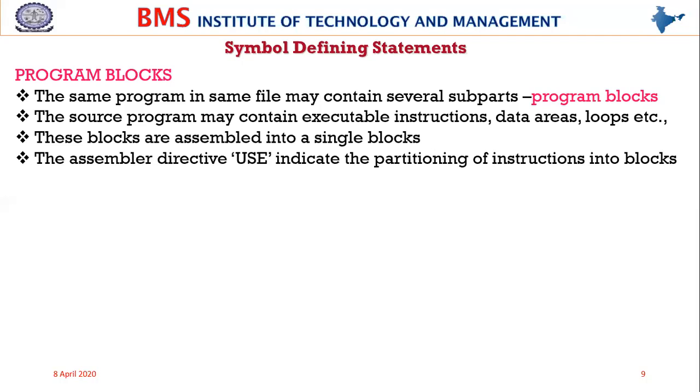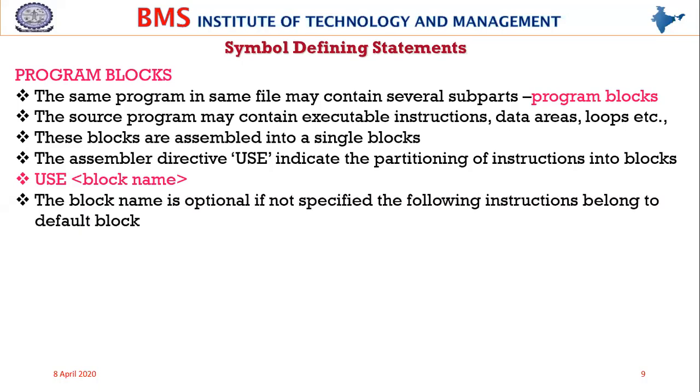For doing this, we have an assembler directive by the name USE. The USE assembler directive is used with a name. Whatever name you specify, the user defines the name, that will define a new block. And you have used USE, okay. The block name is optional. That's what I want to tell you. The block name is optional.